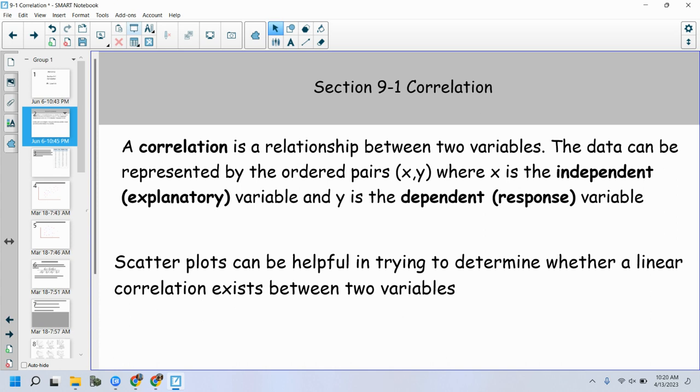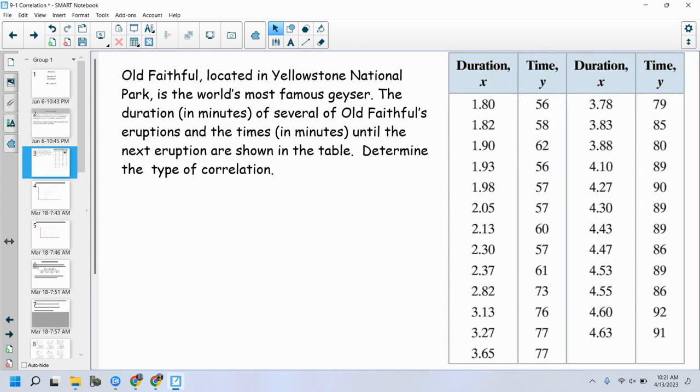The first thing that I want to do is remind you how to create a scatter plot within your calculators. We're going to put this in our calculators here. This is the table that I got out of the book. Old Faithful, located in Yellowstone, is the world's most famous geyser. The duration in minutes of several of Old Faithful's eruptions and times in minutes until the next eruption are shown in the table. So we have duration and then time till next eruption.